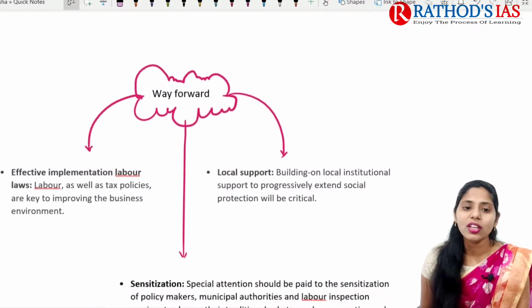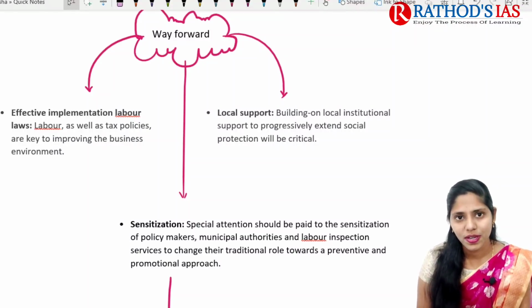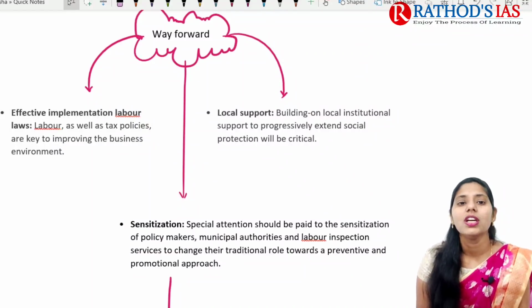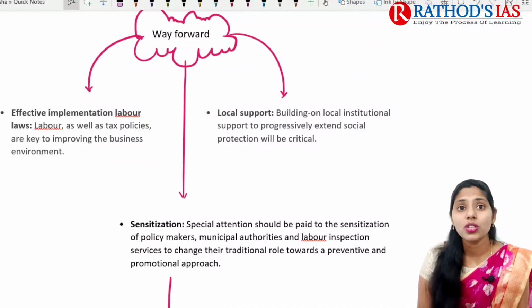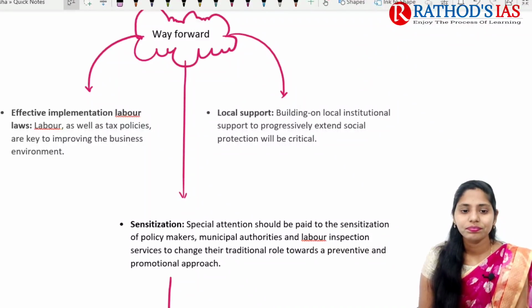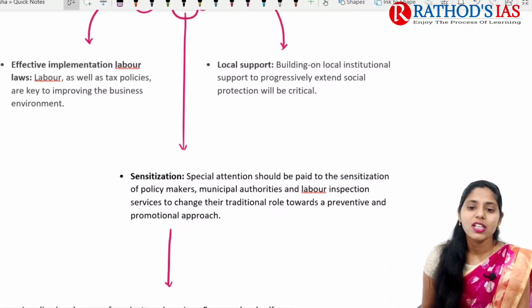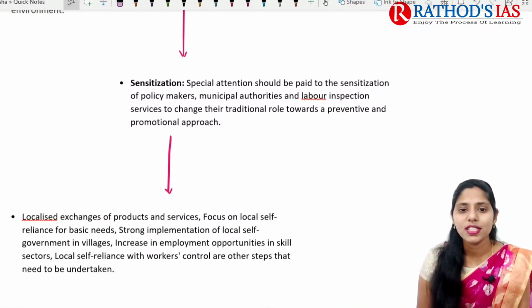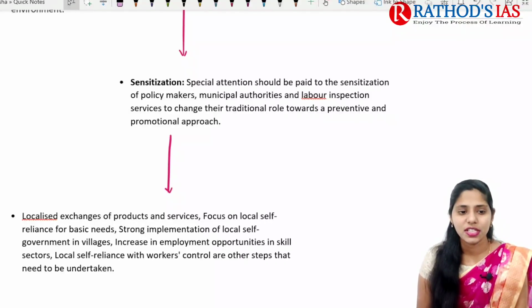And if you are talking about the way forward, first one is, already the laws are present. So these laws need to be implemented effectively. Okay, so this is a very important key to improve the business environment in this informal sector. And next one is, we need to provide local support. So we need to build our local institutions. And next one is, we need to make sensitization, okay, sensitization regarding policy makers, municipal authorities, and labor inspections, etc.